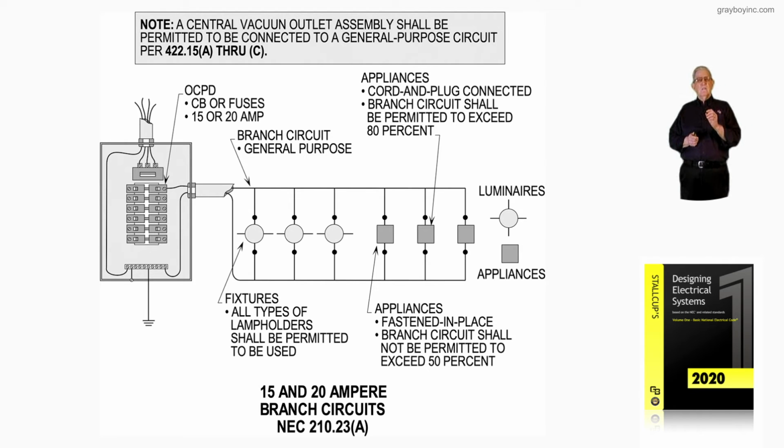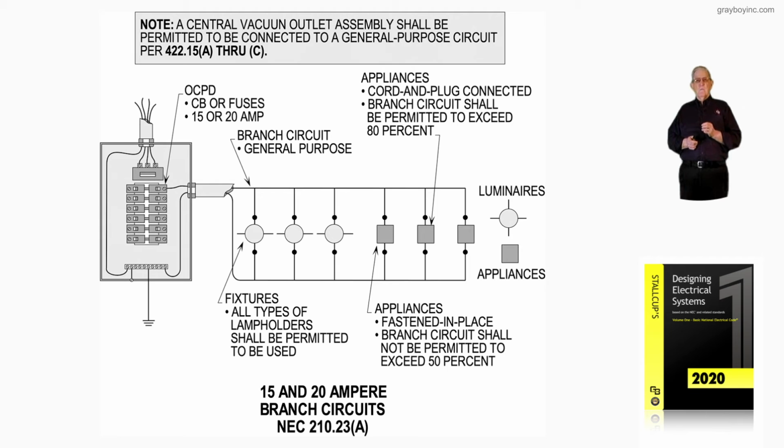Now the note says a central vacuum outlet assembly in the wall, like in a hallway or whatever, shall be permitted to be connected to a general purpose circuit. And that's where it's in the wall and you just plug into it, turn it on, and vacuum and so forth. And we know that that permission is given also in 222.15(A) through (C).